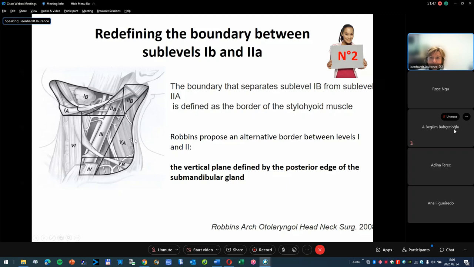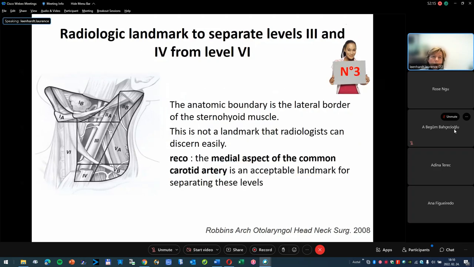When Robbins redefined the boundary between sublevel 1B and 2A, Robbins proposed an alternative border between these two levels, defined by the vertical plane, defined by the posterior edge of the submandibular gland. So this is the definition of the boundary between 1B and 2A. The second point of this consensus was the radiologic landmark to separate levels 3 and 4 from level 6. The anatomic boundaries normally is the lateral border of the sternohyoid muscle. This is not a landmark that radiologists can discern easily. So the recommendation is that the medial aspect of the common carotid artery is an acceptable landmark for separating these two levels.